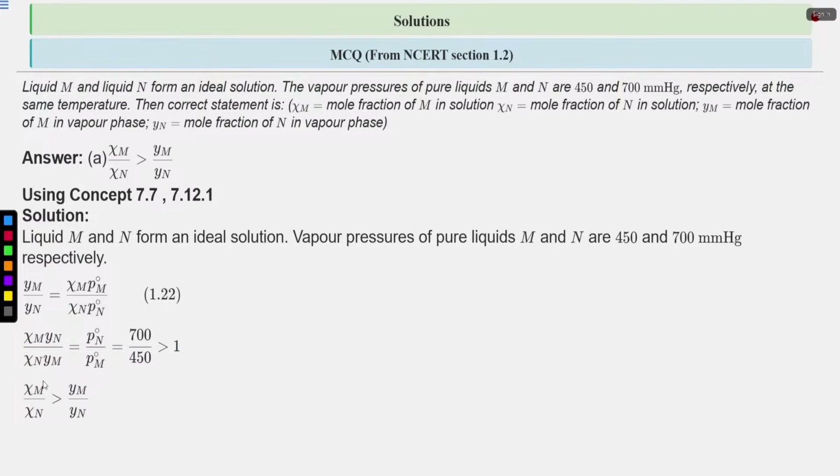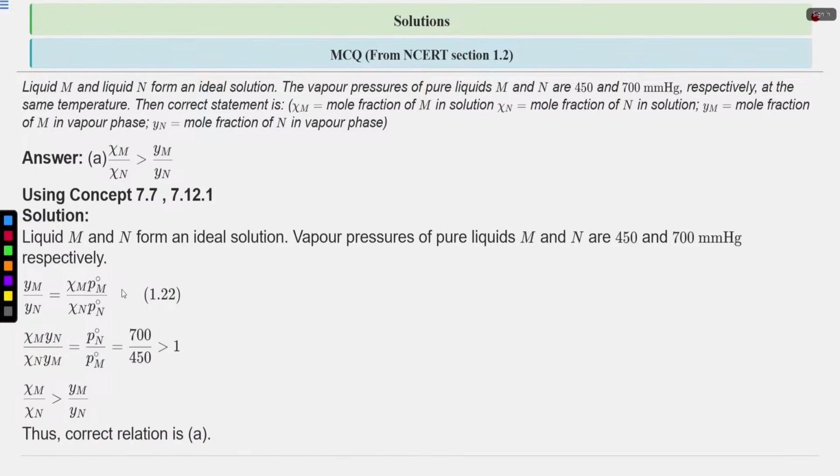So chi M by chi N will be greater than Ym by Yn, right? Chi M by chi N will be greater than Ym by Yn. You just have to rearrange this equation and put the values, and you have already determined that this fraction will be greater than 1. So this will be the correct relation which you determine, that chi M by chi N will be greater than Ym by Yn.